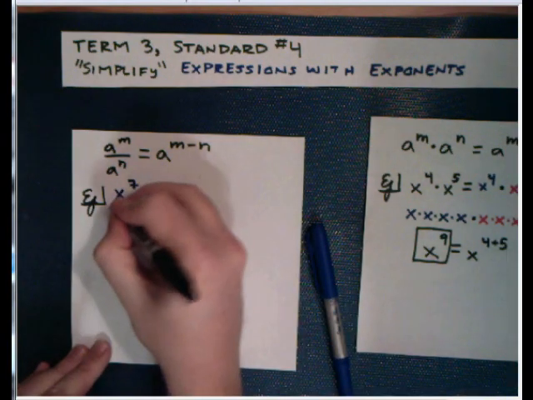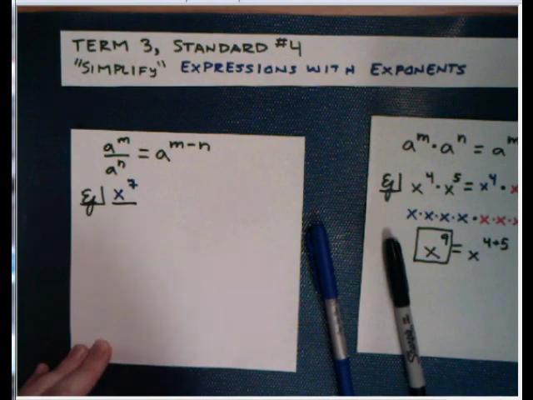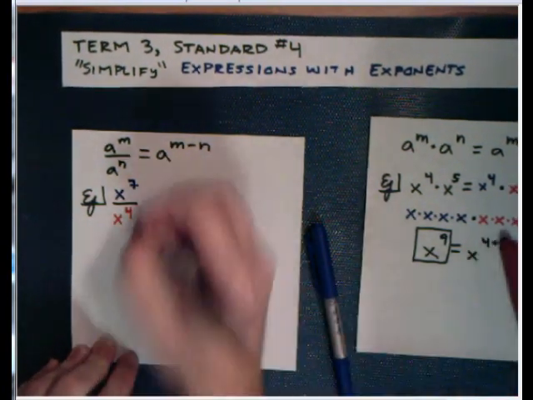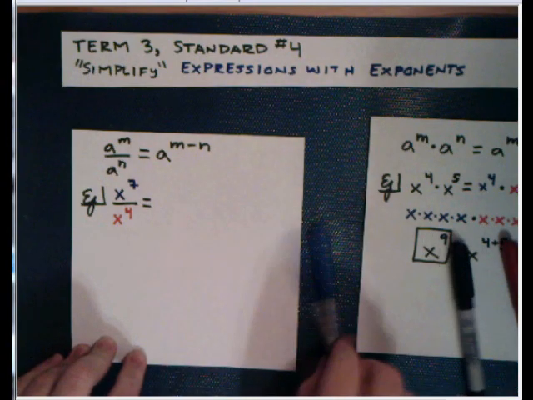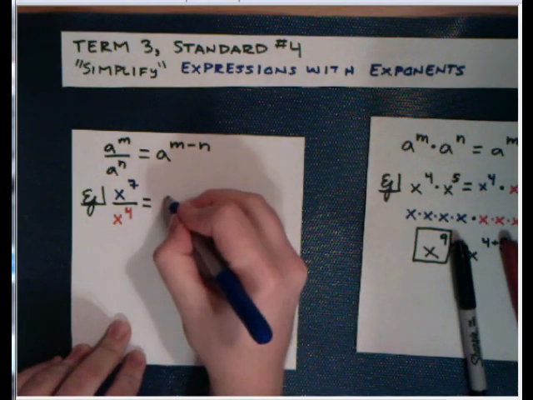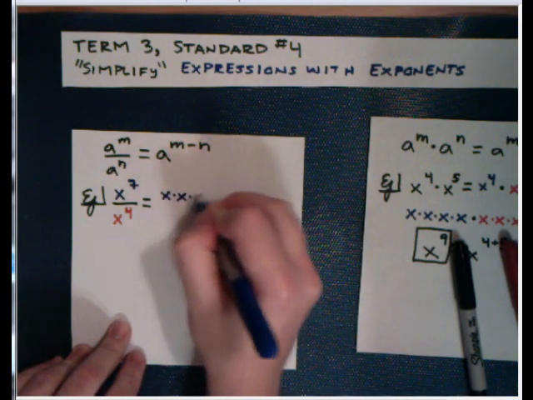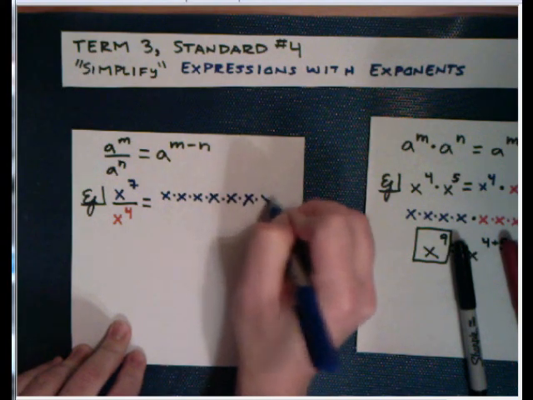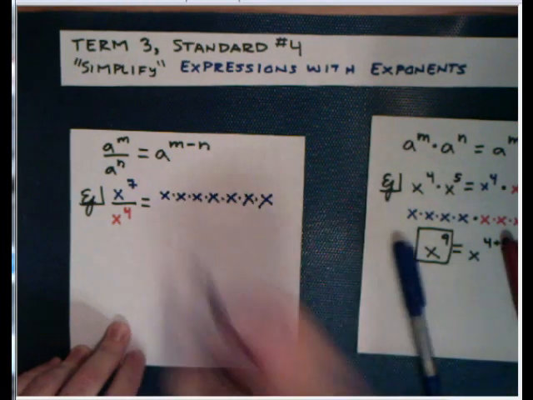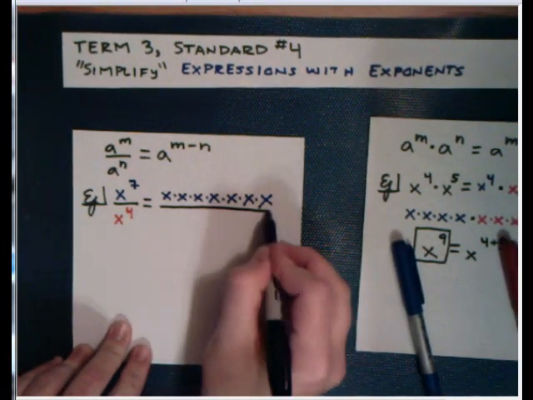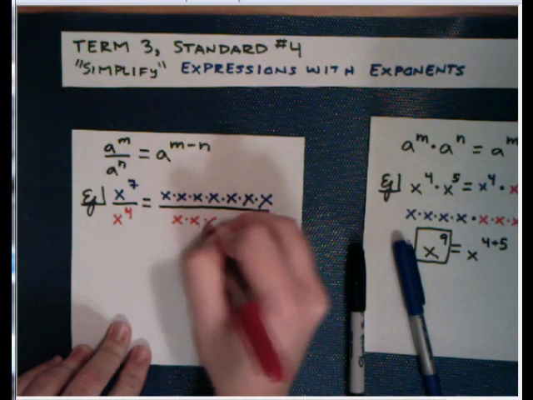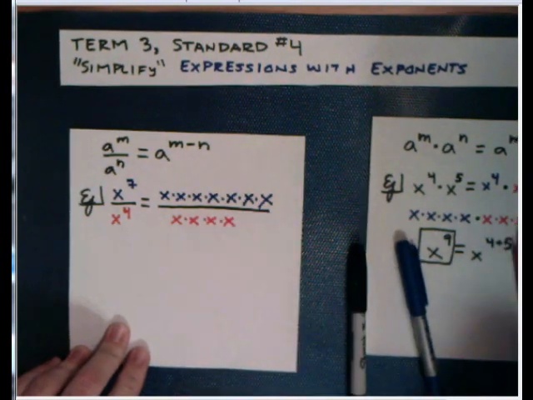So we'll go x to the seventh over x to the fourth. So again, if we think about specific meanings here, x to the seventh just means x times itself 7 times. Should have picked smaller numbers, that would have saved me some writing. But hey, it's colorful. x to the fourth just means x times itself 4 times.